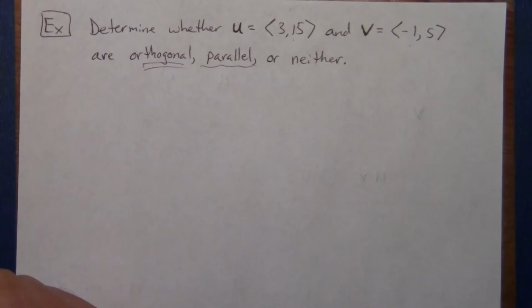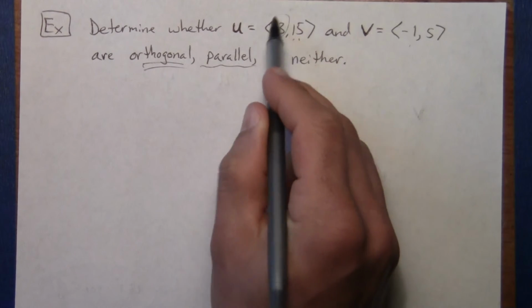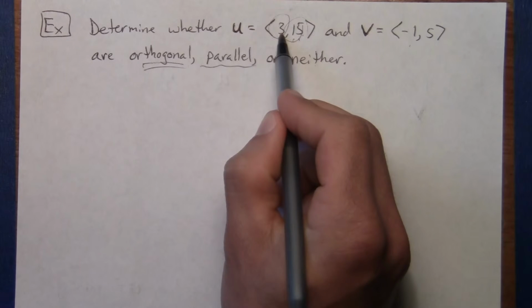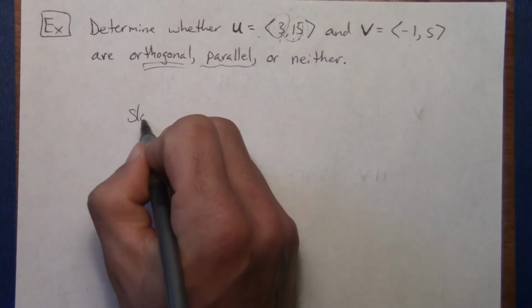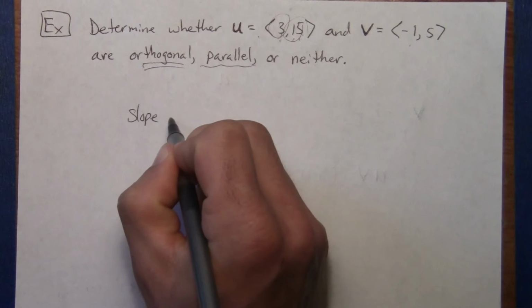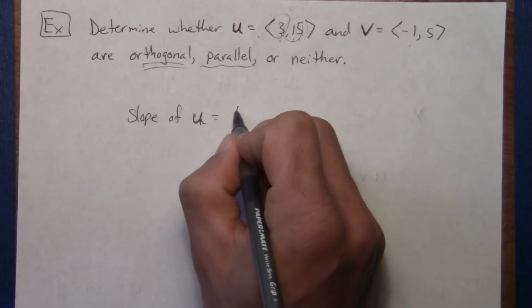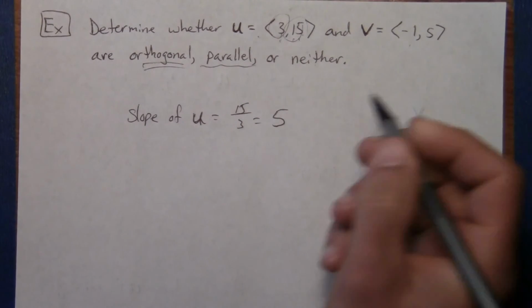So I guess what I would do is, these are all slopes. Right? This is an x component, this is a y component. If it's y over x, that's the slope. I know that y over x is the tangent. Well, all I'm going to do is I'm going to find the slope of both of these. So the slope of vector u, if I take y divided by x, it's just 15 over 3, or that's eventually going to give me 5.